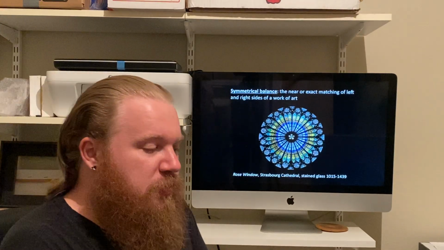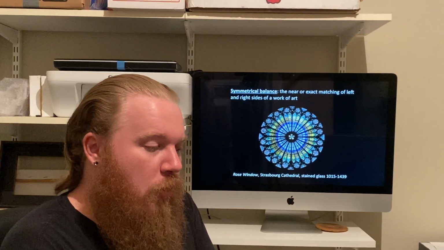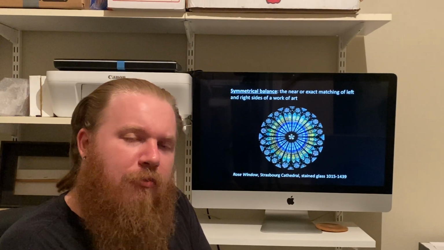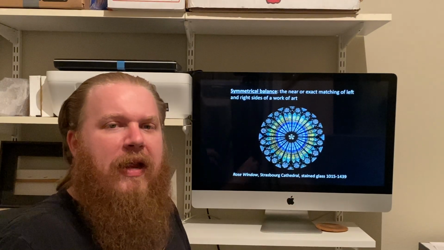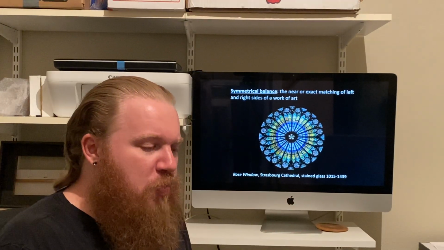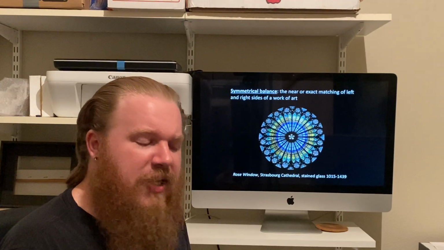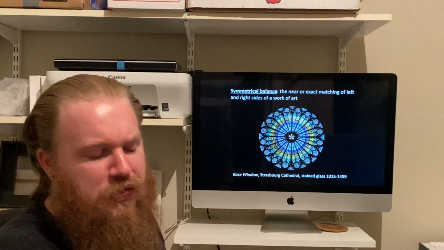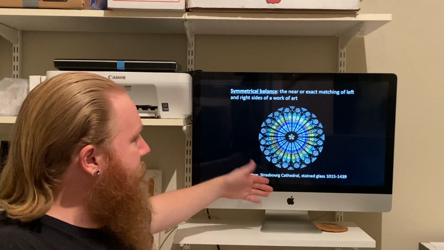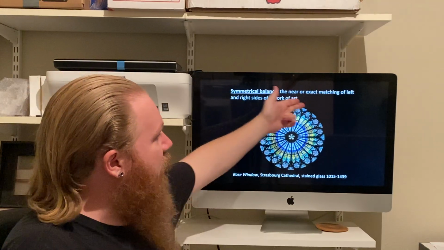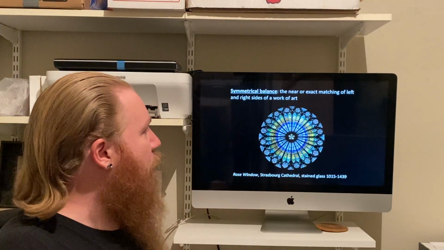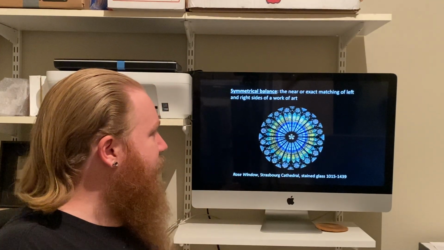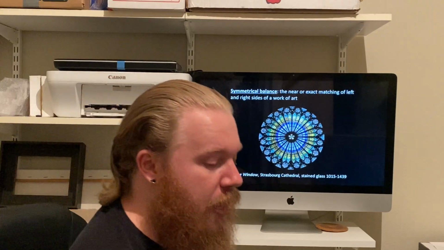First and foremost, we have symmetrical balance, which is the near or exact matching of the left and right sides of a work of art. It's important to note that this is not really used in fine art like painting and sculpture all that much. It's used much more in decoration and architecture, such as we see here. This is what's known as a rose window from Strasbourg Cathedral in France. We can see that almost all sides are completely symmetrically the same, down to even small, minute details. And so this is a major element of architecture and architectural design, more or less.